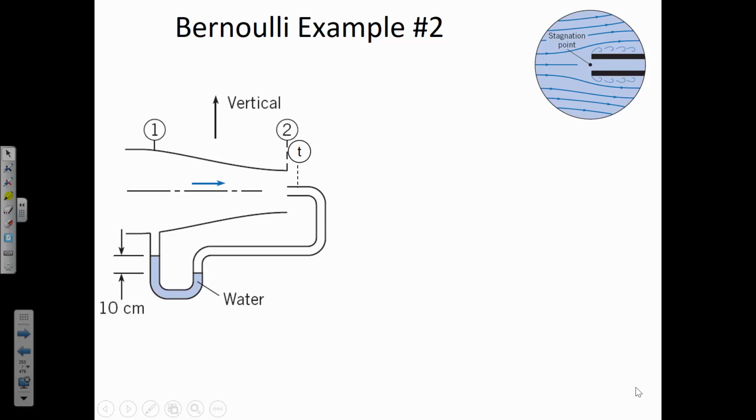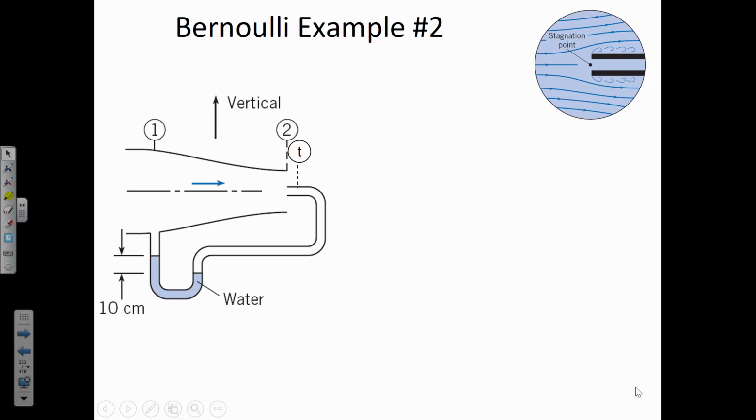And so the energy, since this is all in a horizontal plane, so z's are all equal, z1 is equal to z2 is equal to z at the tube. And so what that means is the energy has two components. So v, the velocity head, and the pressure head at 1 is equal to the velocity head and the pressure head at 2, which is equal to the velocity head and the pressure head inside the tube.